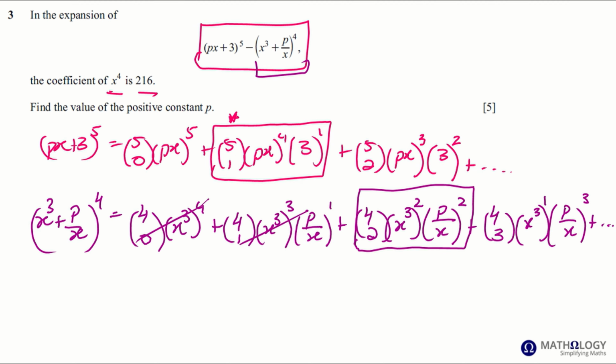And just to check, the very next term is x^3 divided by x^3, which gives us a term not in x. So therefore, we're not going to expand any further. We've got the two terms that we require. So now we are going to identify the coefficient of x^4 in each of these terms.